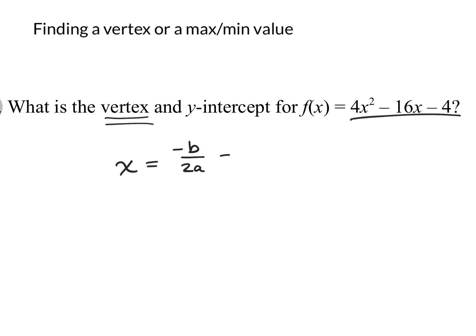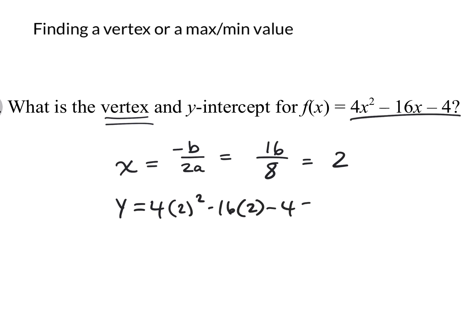So I'm going to plug that in directly here. I'm going to get positive 16 divided by 8, or 2. This represents the x coordinate of my vertex. y will equal 4 times 2 squared minus 16 times 2 minus 4, which in this case, we get 16 minus 32 minus 4. That's negative 20. So the vertex of this particular problem is the point (2, -20).